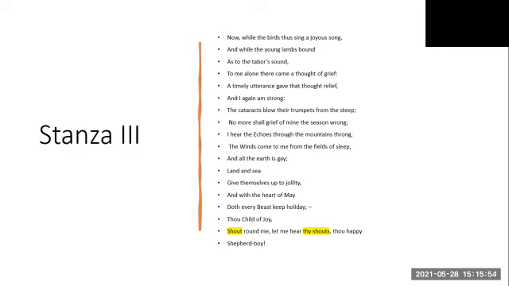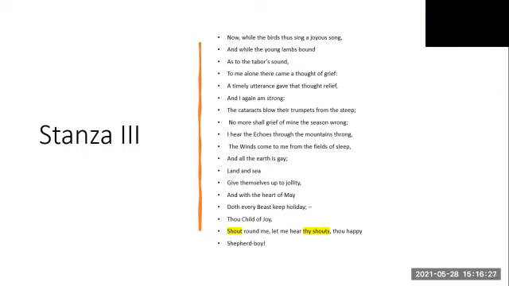The winds come to me from the fields of sleep, and all the earth is gay, so he can hear the echoes from mountains. The waterfalls, of course, waterfalls, they have a sound, and the winds, and all the earth is happy.